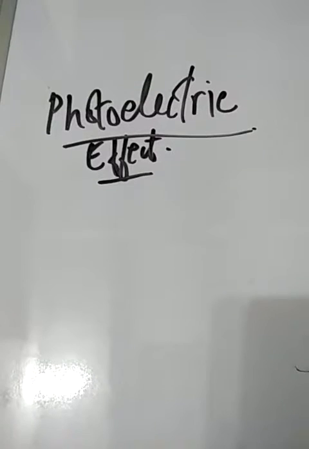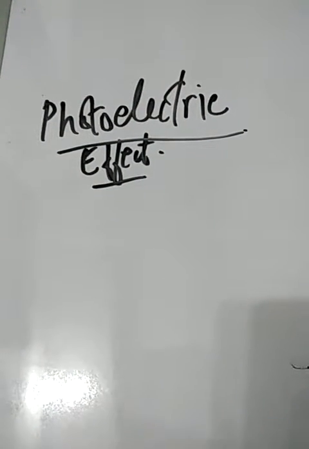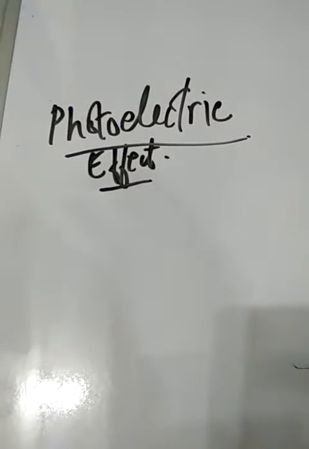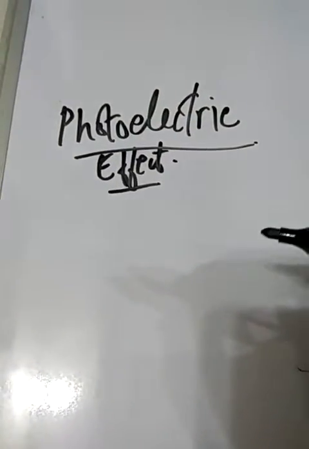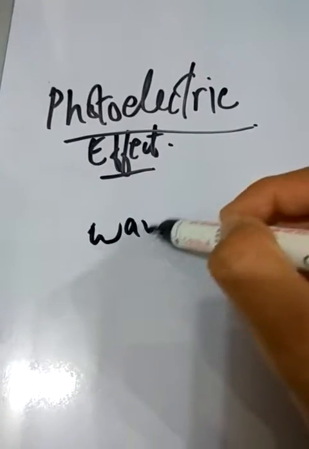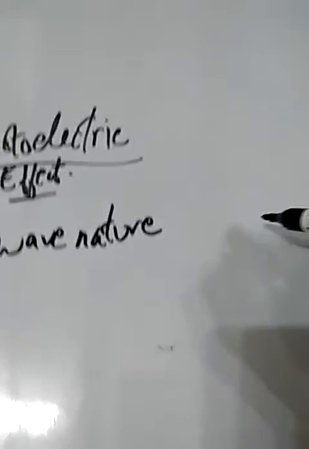This video will serve as the first part of our photoelectric effect series, or the modern physics series. The photoelectric effect is a phenomenon shown by light. It's a phenomenon attached to light. Light has been divided into two types of behaviors depending on its wave nature and particle nature.